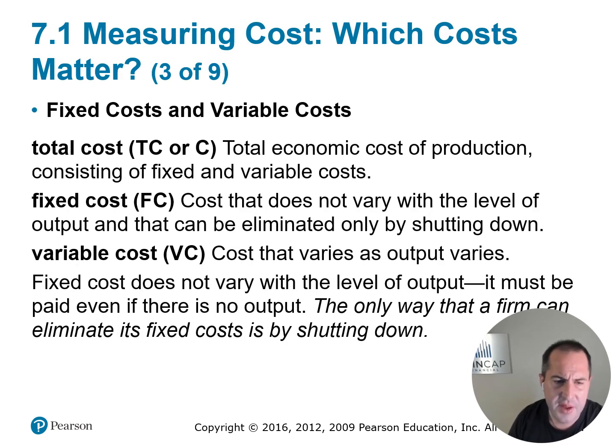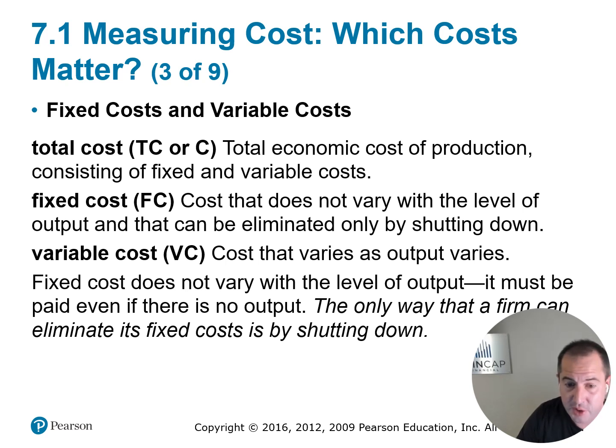Measuring the cost, which costs matter. Total cost is made up of two components, fixed and variable cost. Fixed costs do not vary with level of production. So think about renting a facility that makes some piece of electronic equipment. It doesn't matter how many you produce, your fixed cost is the same, whether you're renting that room or renting that factory. So you might want to just try to maximize that space, right?